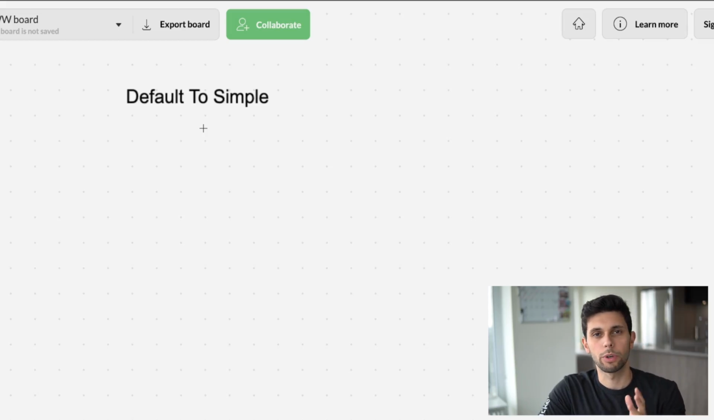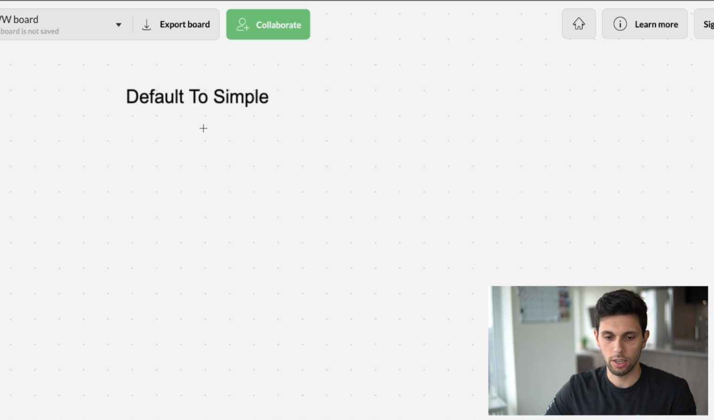So the first business principle we're going to talk about is defaulting to simple. This is actually a theory that I first heard from Sam Ovens. If you guys don't know who Sam Ovens is, the guy is a genius. But I'm going to help you guys apply this to Amazon FBA. So basically, defaulting to simple is a pretty simple thought process. The thought process is that simple is always better.